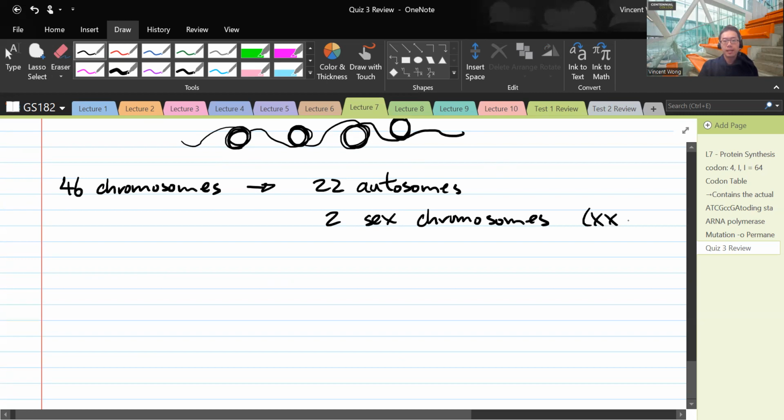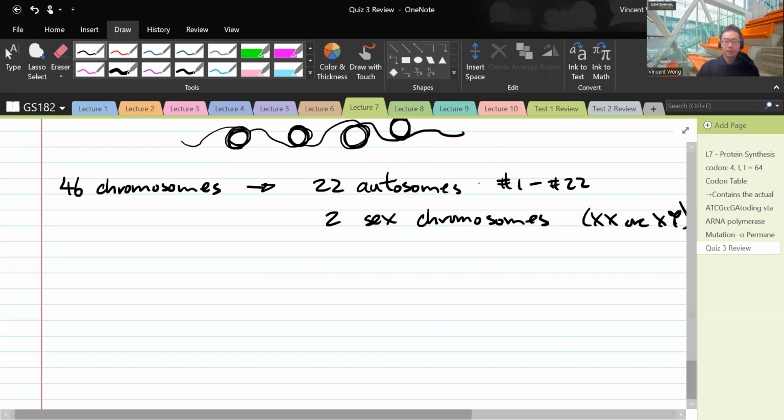Okay, XX or XY. These are everything else, like number 1 to number 22. They determine everything else, like hair color, eye color, blood type, earlobe, number of fingers, all that stuff.